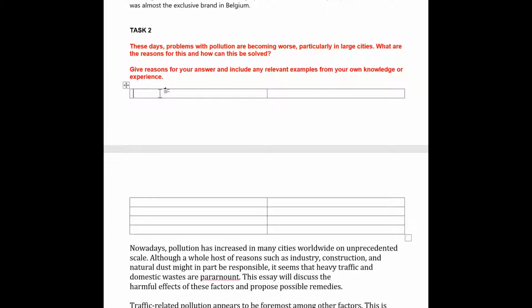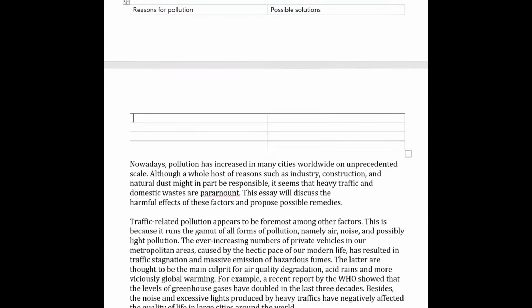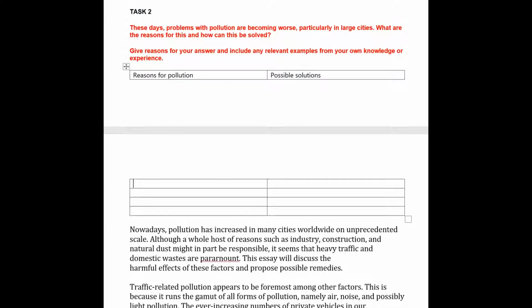So, reasons for pollution, and then possible solutions. You take 3 minutes, literally 3 minutes, that's all you've got. Practice this. Reason, solution, probably only 2, probably only got room for 2 of them. So that's the way to do that planning. And then that takes you through, you stick to the plan, keep going.